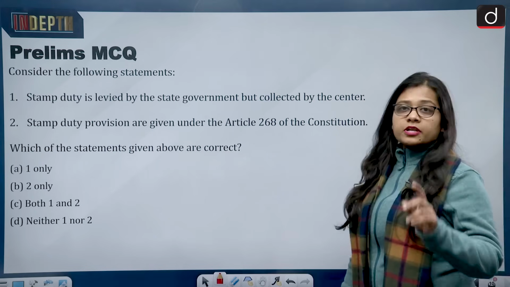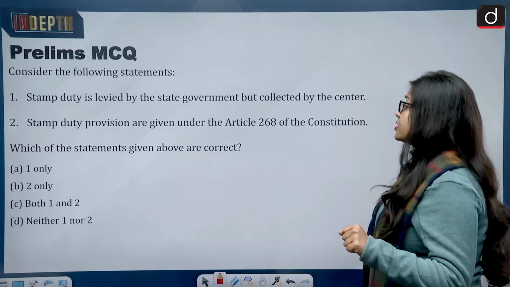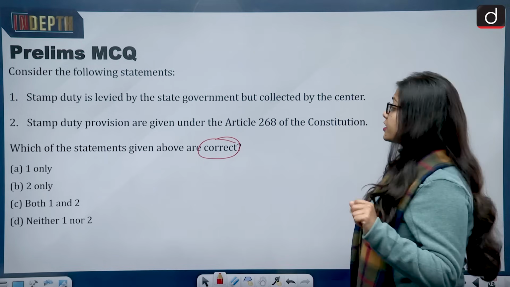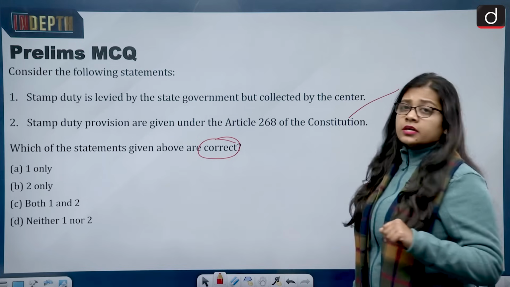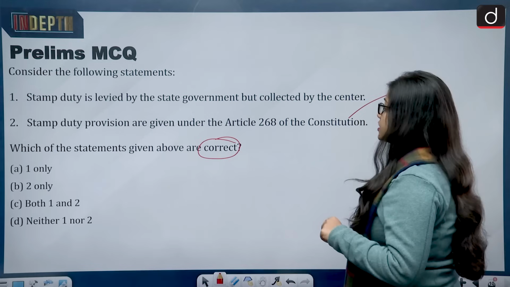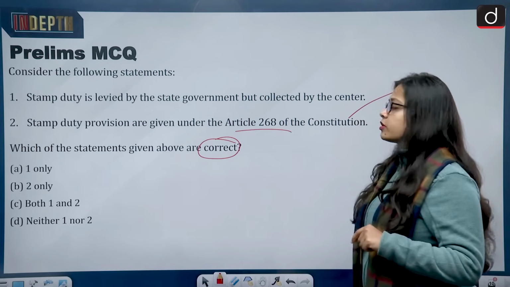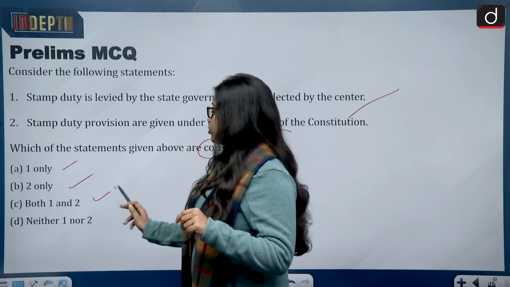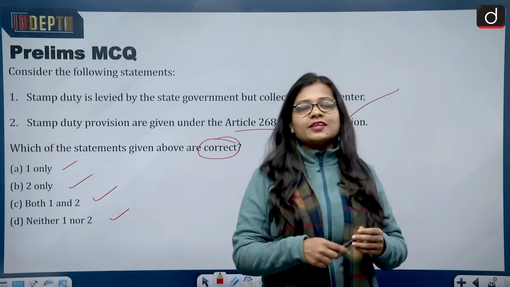Then in the end, a prelims MCQ, and you need to tell me the answer in the comment section. It is asking, consider the following statements, and you have to pick the correct statement. There are two statements. First, stamp duty is levied by the state government but collected by the central government. Second, stamp duty provisions are given under Article 268 of the Indian Constitution. The codes are 1 only, 2 only, both 1 and 2, neither 1 nor 2. So give me the answer in the comment section.